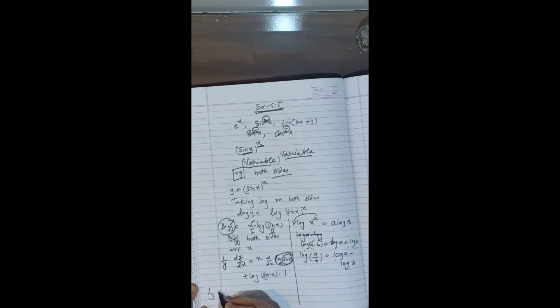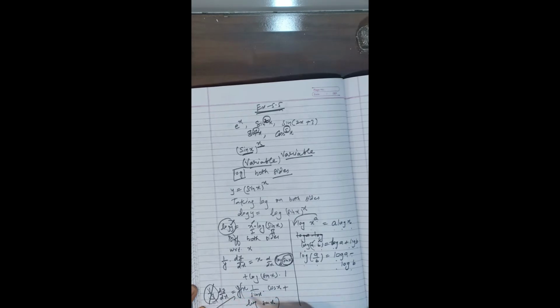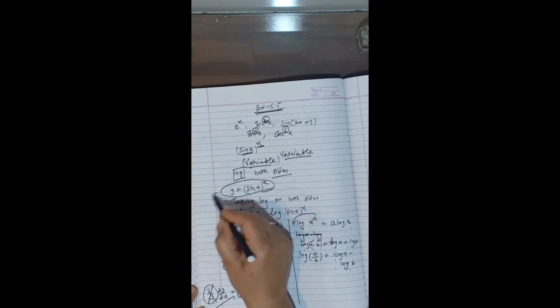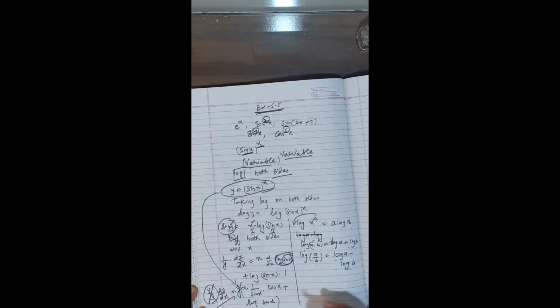Hence you will get 1 upon y dy upon dx equals x into 1 upon sine x into cos x plus log of sine x. And in the last step, this y we will be shifting here, it will reach here, and from here it will be removed, and this value of y you will be substituting, whatever was the original value of y that you will write here, and that's the complete answer for the question.